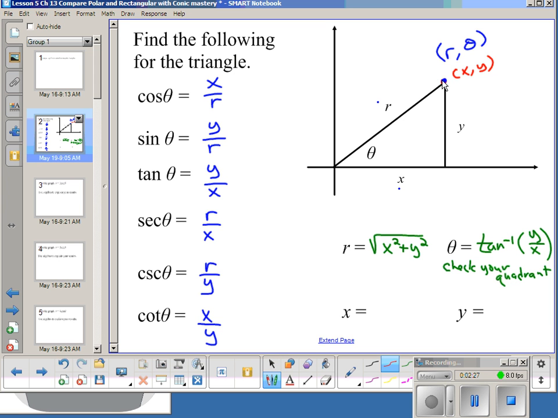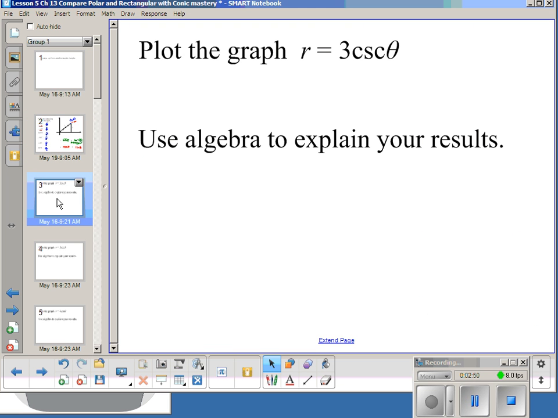The x coordinate from this cosine of theta is x over r. We can see that x is equal to r cosine theta. And y, similarly, is going to equal r sine of theta. Now we're going to use these relationships to look at different graphs. So right now we're going to start with our calculator.